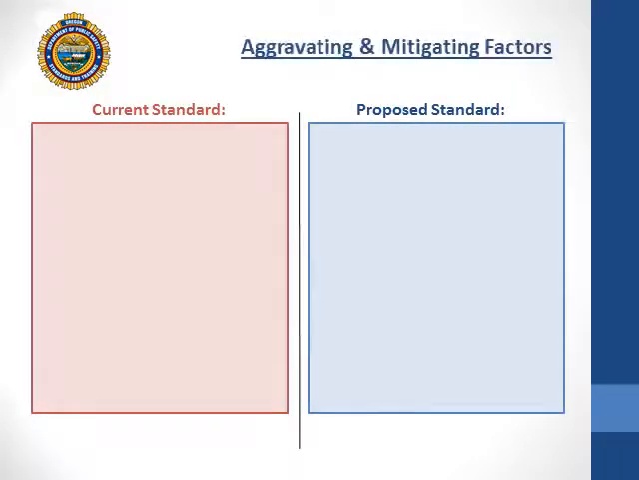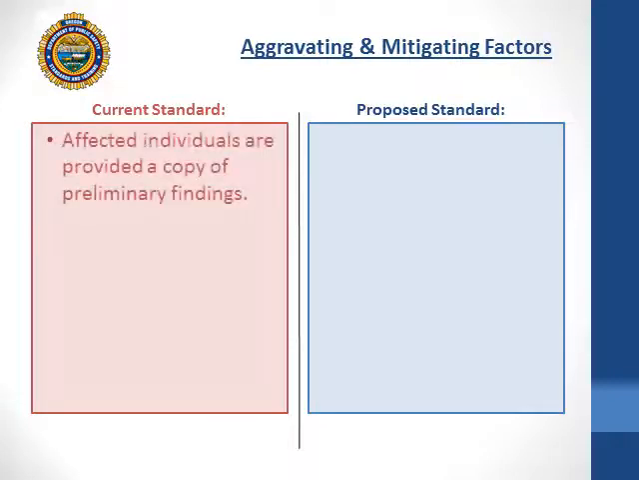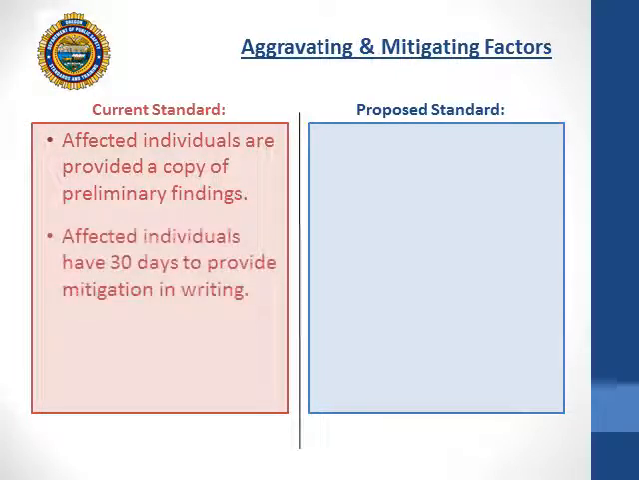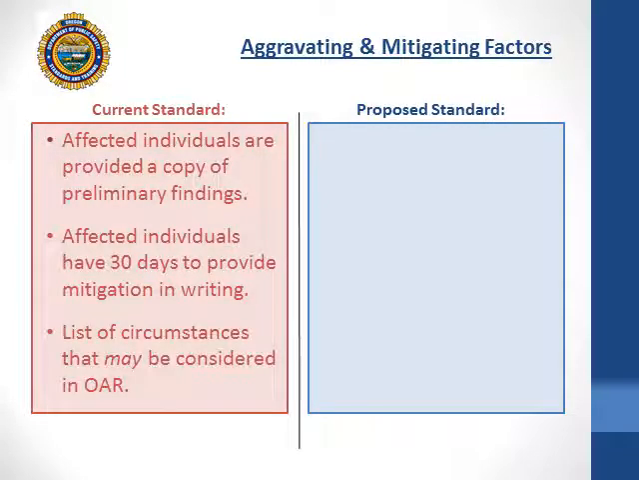Under the current administrative rule, affected individuals are provided a copy of staff's preliminary findings that the board's moral fitness standards may have been violated. The affected public safety professional is then given 30 days to provide mitigation in writing, which may include anything they feel should be considered by the policy committee as they make their determination. This may include character references, performance appraisals, contradictory evidence, etc. That material becomes part of the staff report provided to the policy committee, unedited and in its entirety. The current rule also contains a list of factors that may be considered as mitigation.